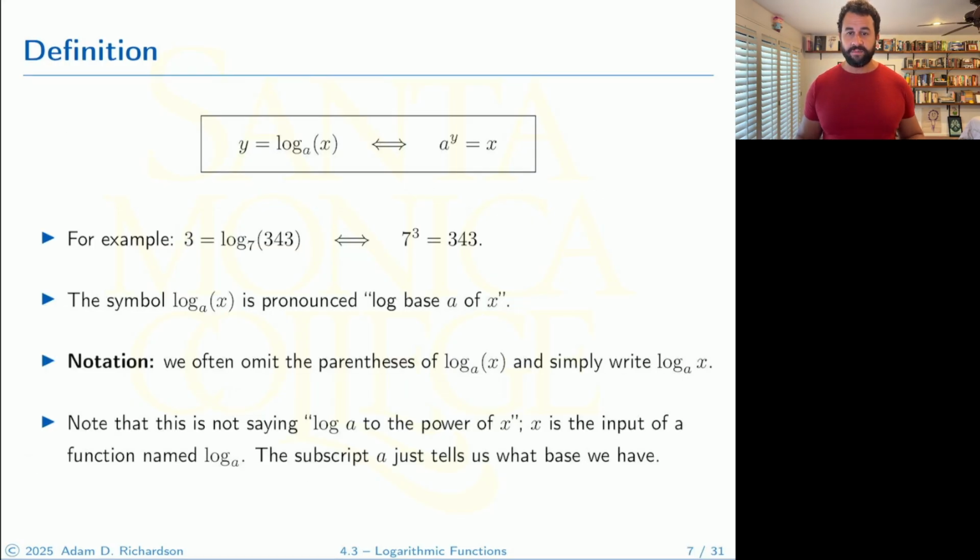Okay, now let's talk about this inversion relationship. Here's one example right here: 3 equals log base 7 of 343 if and only if 7 cubed equals 343, which it does, right?